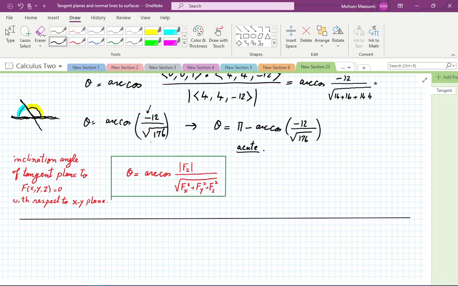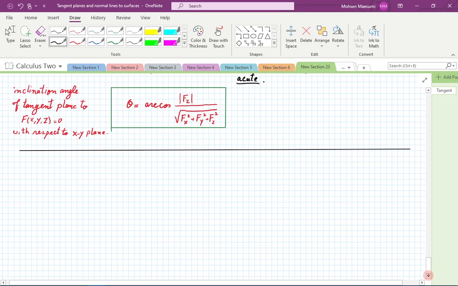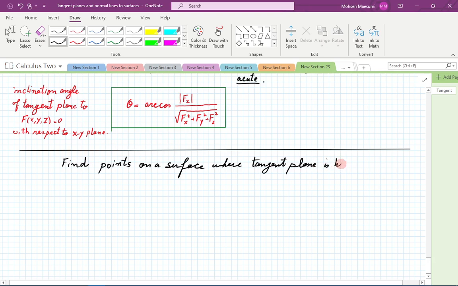So we said we want to find the points on a surface where the tangent plane is horizontal.